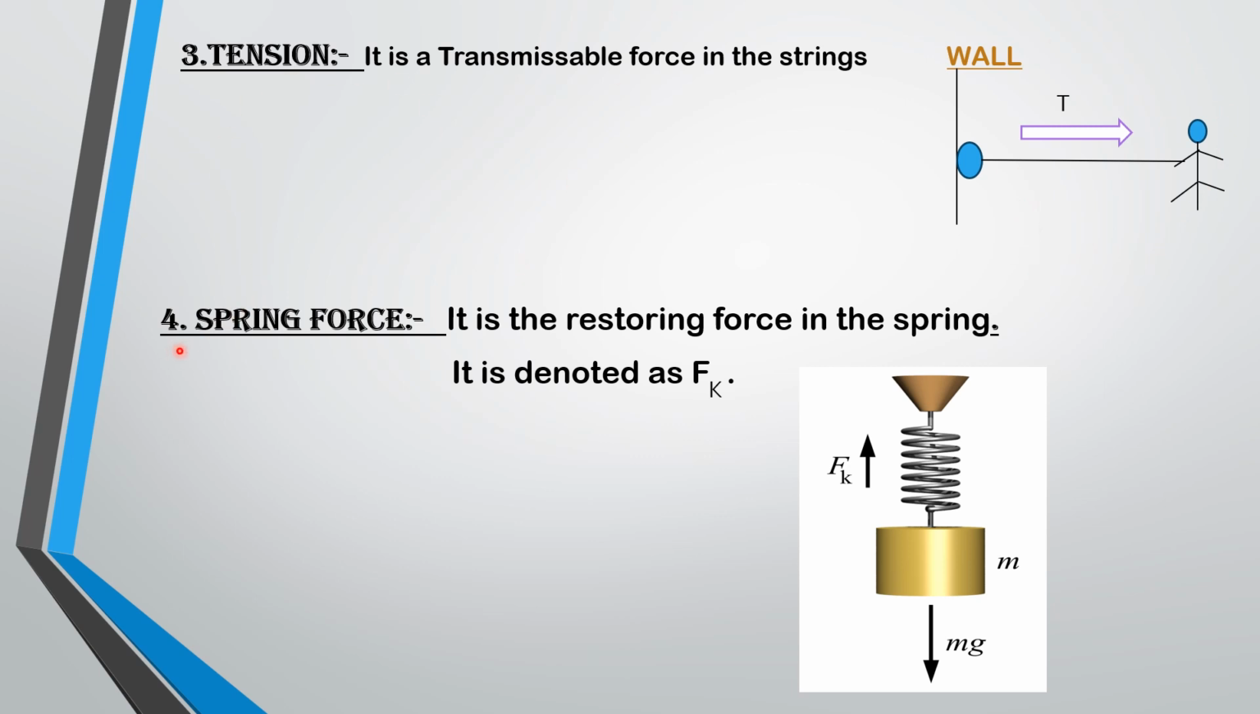And the fourth one is spring force. It is a restoring force in a spring, as you all know. It is denoted as Fk. Consider a spring with a mass m. When the spring is compressed, it gets a restoring force. If we compress the spring, what happens? There is a restoring force, right? That force, the restoring force in the spring, is called the spring force. This is one of the types of force.